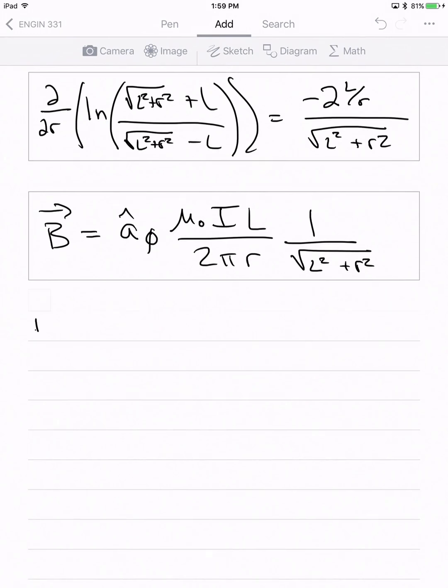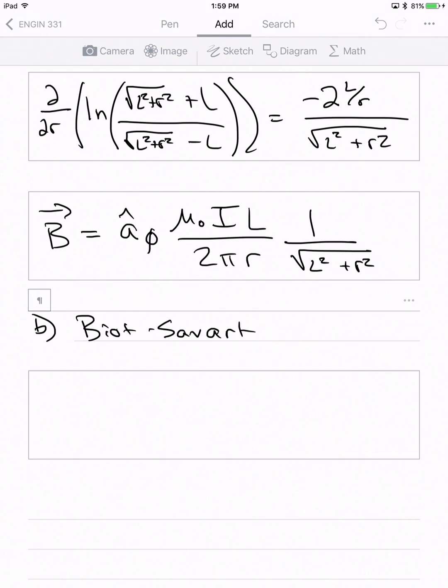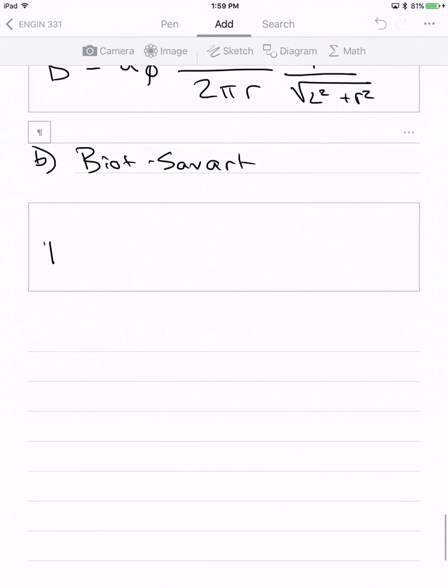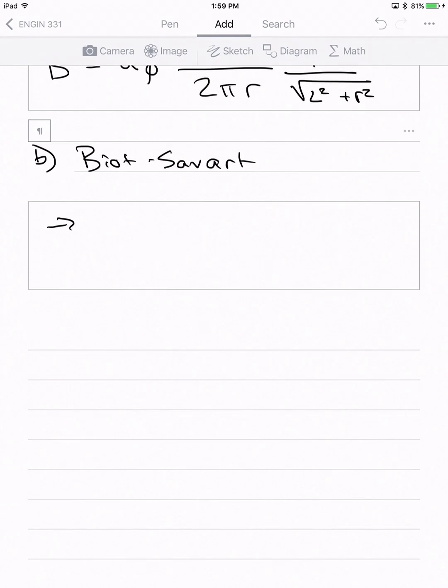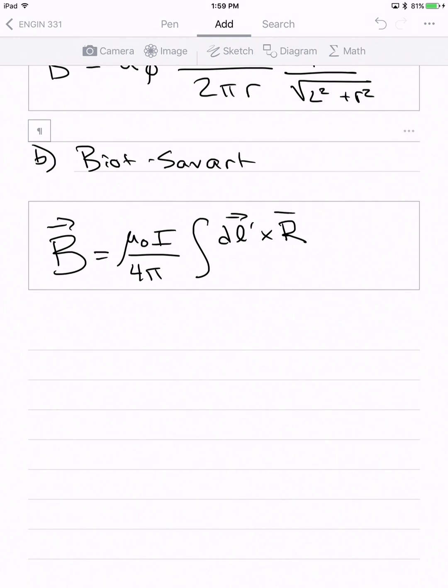So for part B, we're going to use Biot-Savart Law. Again, here's the expression for the law. B is equal to mu naught I over 4 pi. I'm going to use the expression for dB that uses the r cubed on the bottom. So then that would be dl prime cross vector r, big R, divided by r cubed.